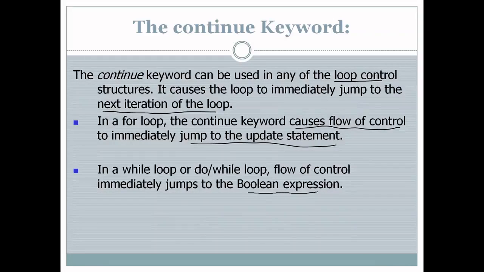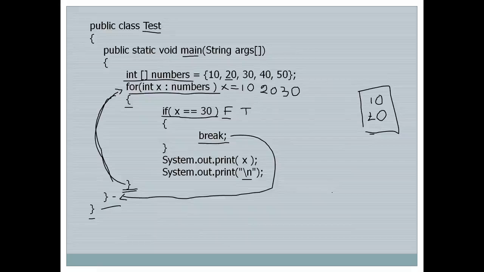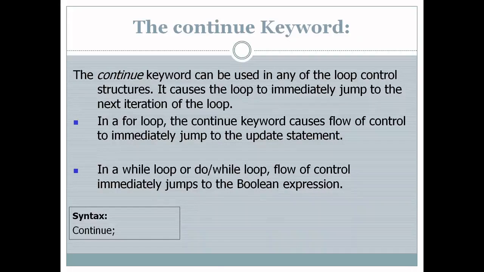If you are using a while or do while loop, and inside it you have a continue statement, then the control is transferred to the Boolean expression, that is the condition checking statement, when you execute a continue statement. The syntax of the continue statement is very simple. It is simply continue, like a break statement.